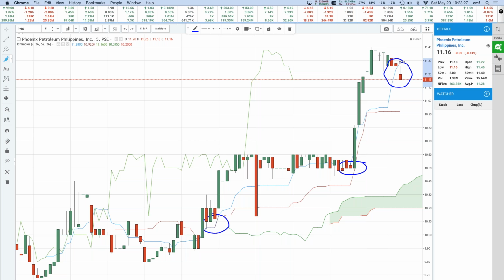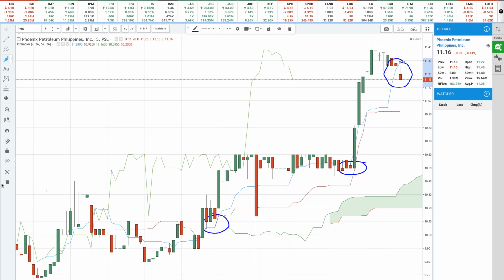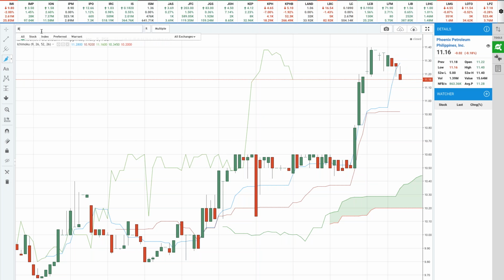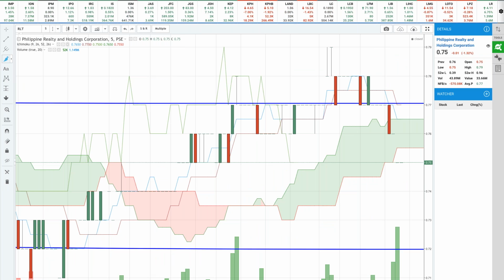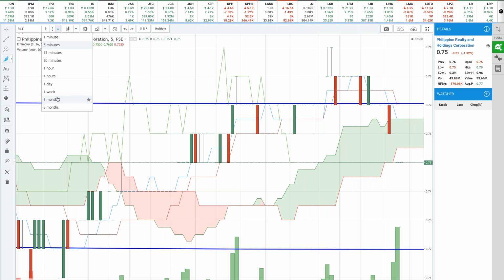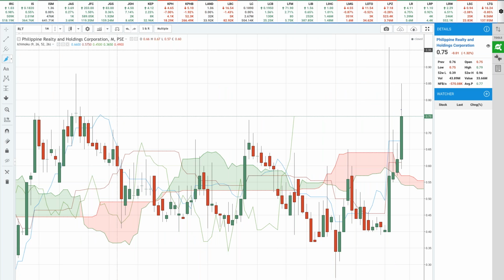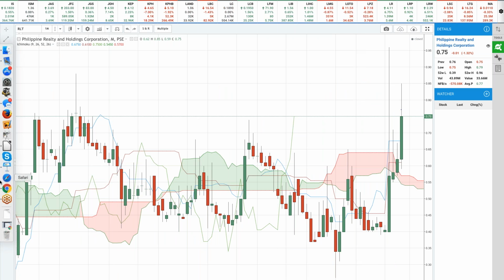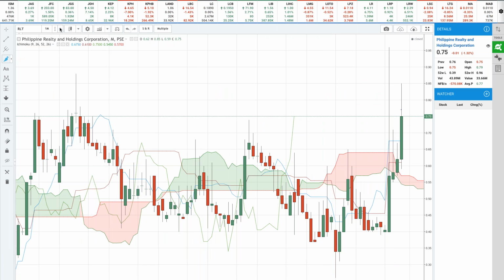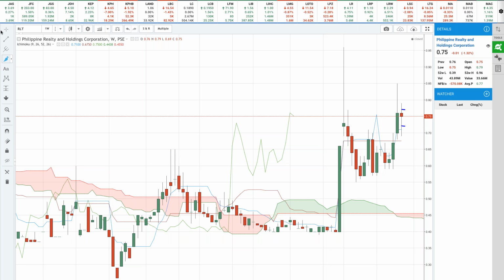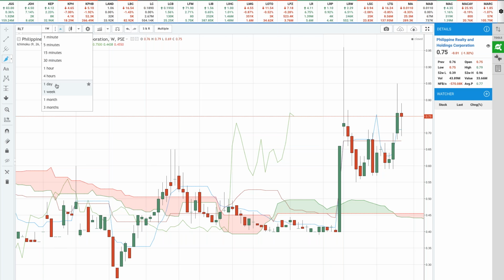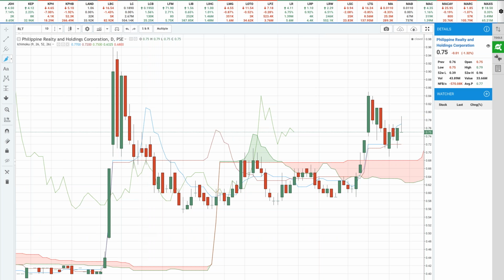So PNX is an example of multiple time frame confluence. Another example would be RLT. Let's go to the monthly chart for RLT. Again, we find bullish bias because price is above all Ichimoku elements. What do we see on the weekly chart? It's also bullish. Daily chart, this is also bullish.